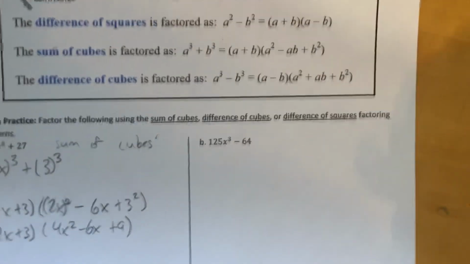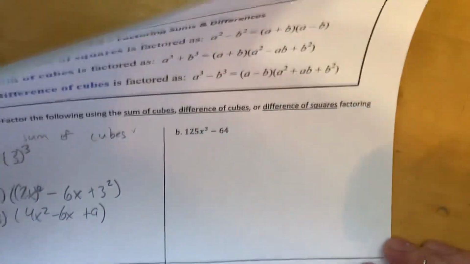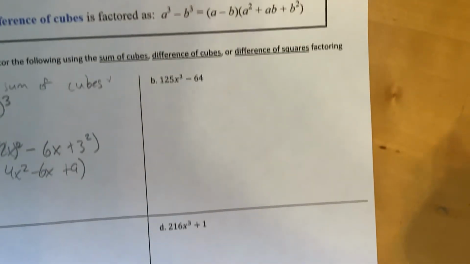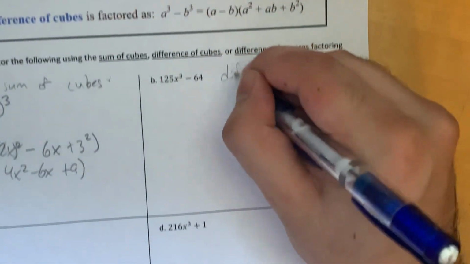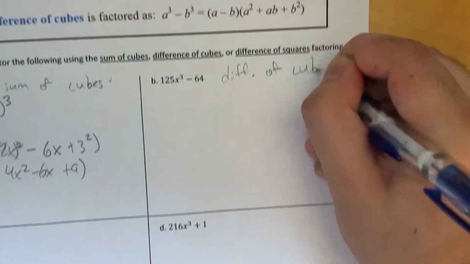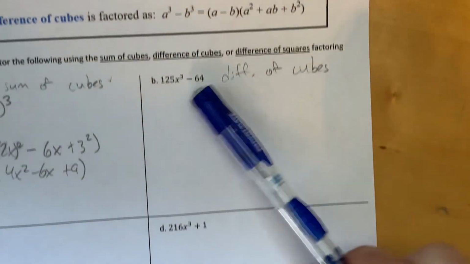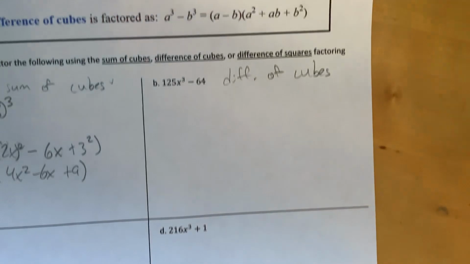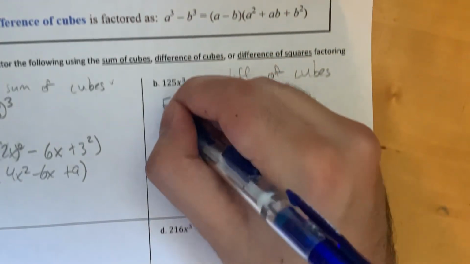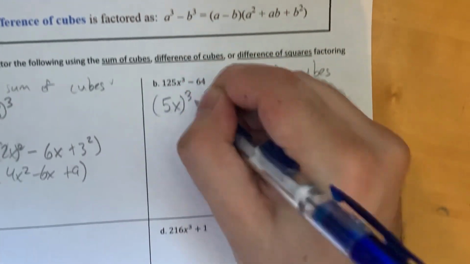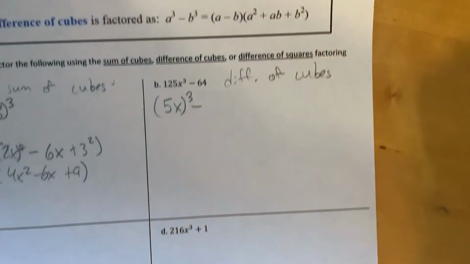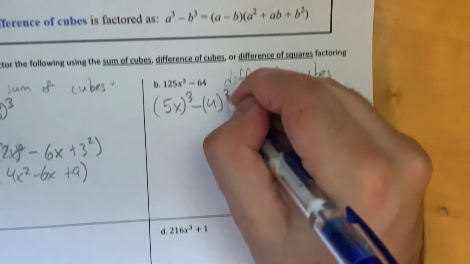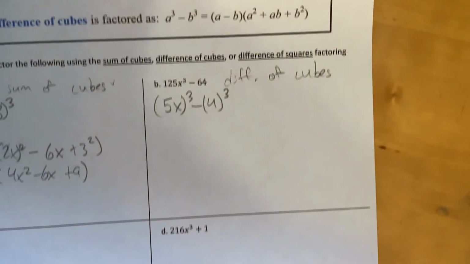All right, let's do the next one. 125x cubed minus 64. Right, difference of cubes. And you can usually tell if it's cube or square by the x. X to the power of 3, cube; x to the power of 2, square. Right? All right, so what's the cubic root of 125? 5. So 5x minus 64. What is the cubic root of 64? Right, 4. So now, can I use the difference of cubes?